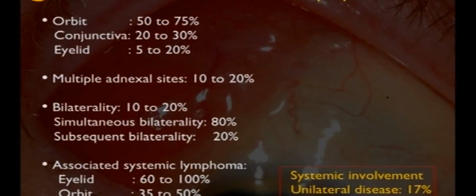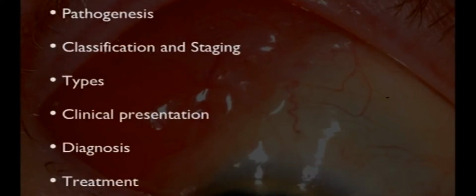Having said that, systemic involvement is present in about 17% of the unilateral cases of conjunctival lymphoma and 50% of bilateral cases. So the take-home message here is that if you're seeing bilateral conjunctival lymphomas, it is a must to rule out disseminated systemic disease.